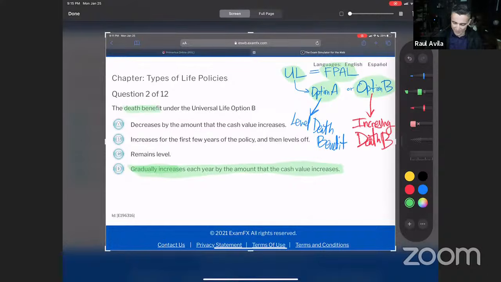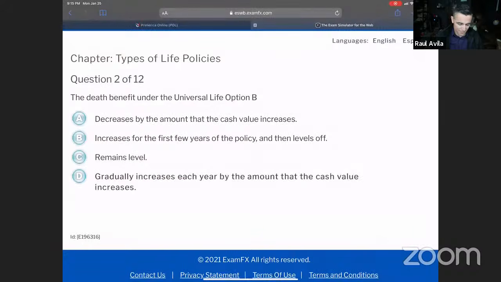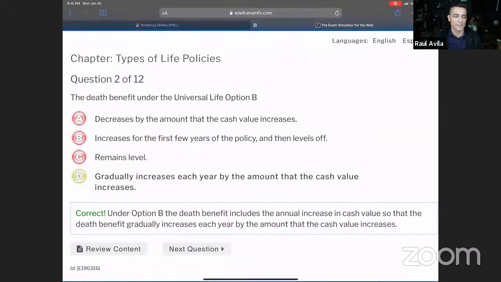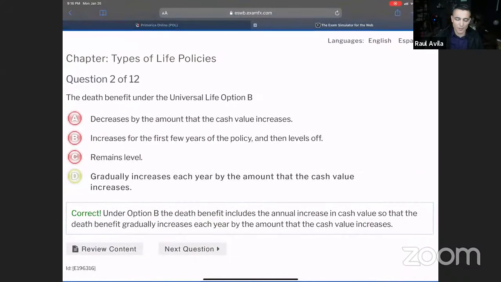All right, so let's go ahead and stop this right here, and let's answer D. There it is. Go ahead and screenshot that, guys. Increasing death benefit is option B. So remember, option A is level death benefit. Option B is increasing death benefit. Why does it increase? Because the cash value is going up. So it increases by the cash value, so you get both. If you die, you get both in option B. In option A, if you die, you only get one, which is the coverage amount. All right, enough on that. I hammered it enough, right?